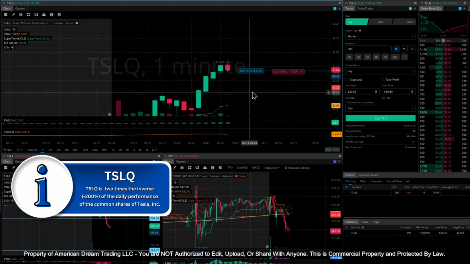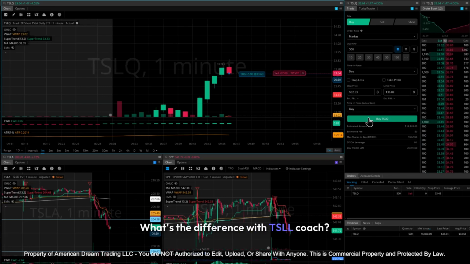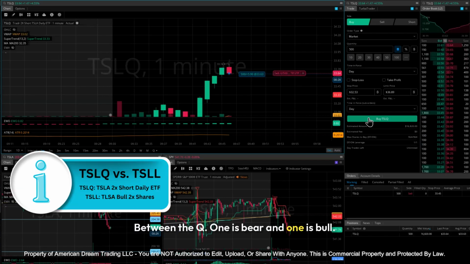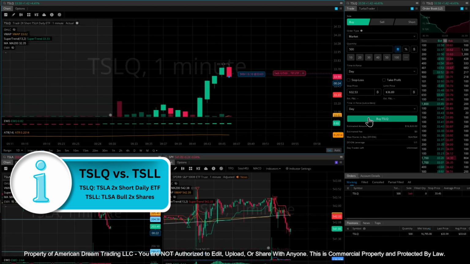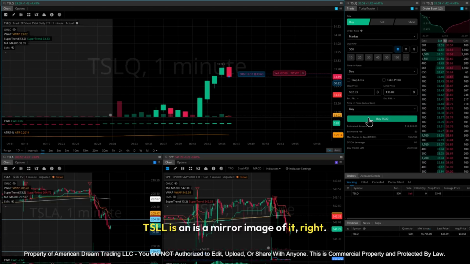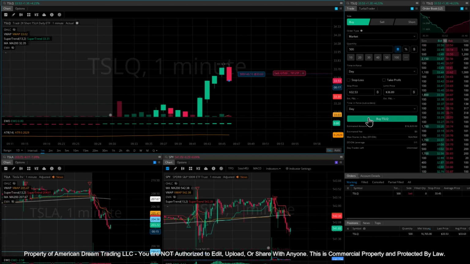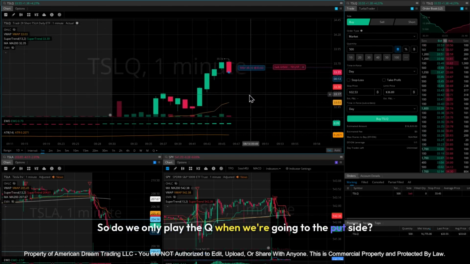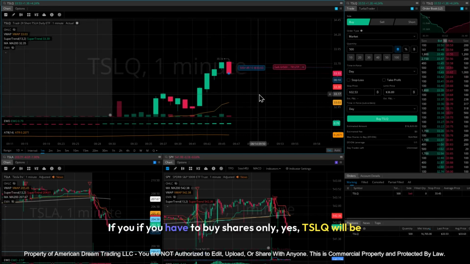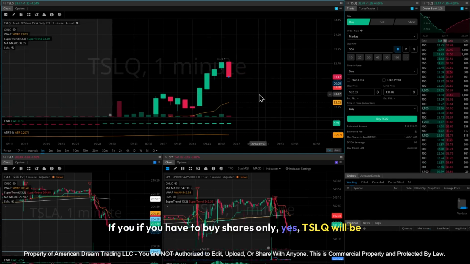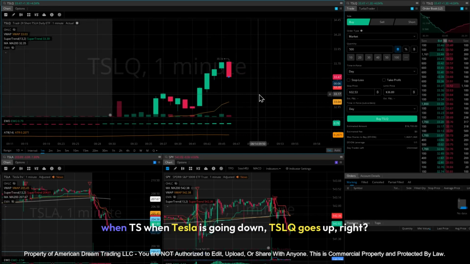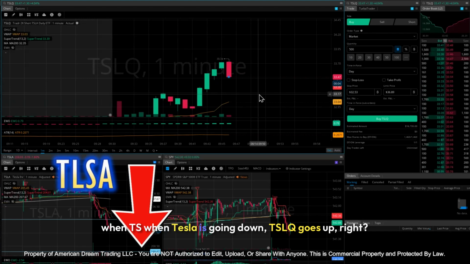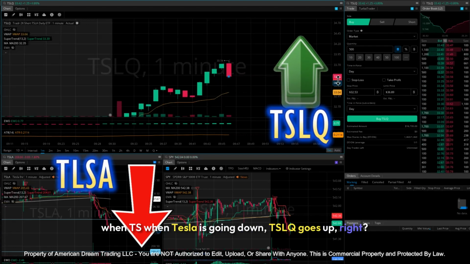Make sense? What's the difference with TSLL, Coach, between the Q? One is bear and one is bull. Got it. Thank you. Yeah, TSLL is a mirror image of it, right? Where TSLQ is the opposite. Got it. So do we only play the Q when we're going to the put side? If you have to buy shares only, yes, TSLQ will be when Tesla is going down, TSLA goes up, right?